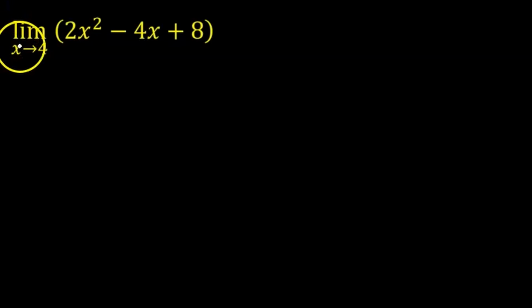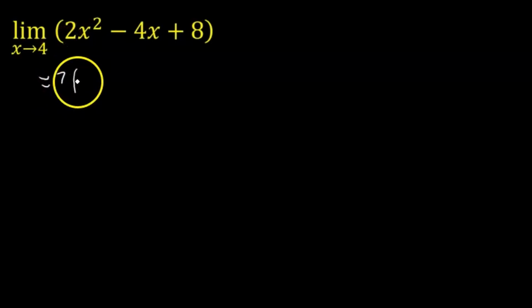So for our first example, it's the limit as x goes to 4 of this polynomial, 2x squared minus 4x plus 8, and there's no problems at x equals 4, right? This is a polynomial, so it's continuous. And if you plug in x equals 4, nothing's undefined. So you can literally just plug it in here.